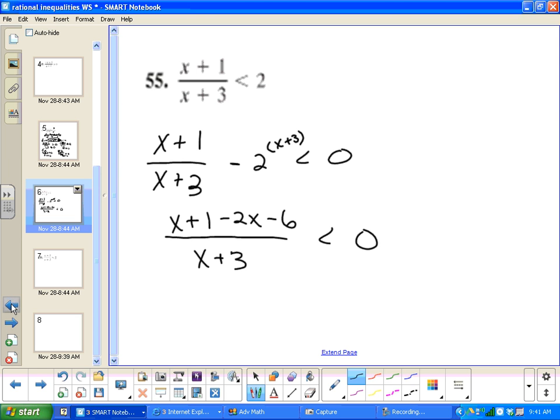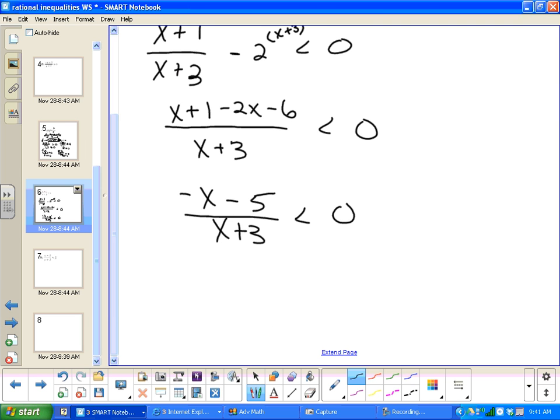All right, now let's clean up that numerator. x minus 2x would be negative x, and then 1 minus 6 would be negative 5, over x plus 3, and this is supposed to be less than 0, okay? Now, from here, it's really not any different from the problems that we've done in the beginning, right? It's really not anything new from this point.